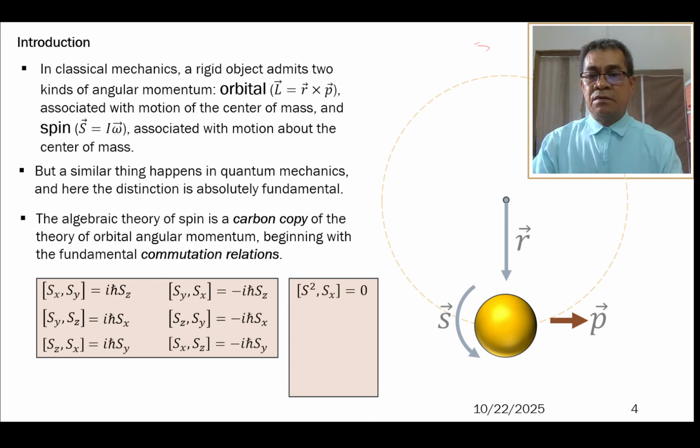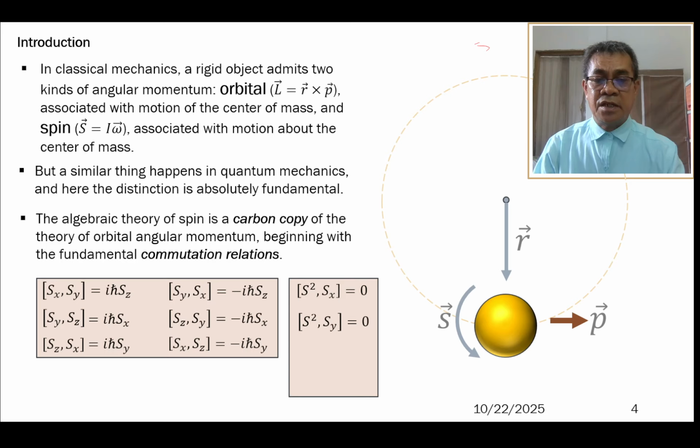Okay. Now as I've said, this is a carbon copy of orbital angular momentum. So we can say that the components of the spin do not commute, meaning they are not compatible. But the square of the spin does commute with Sx, so the result should be 0.